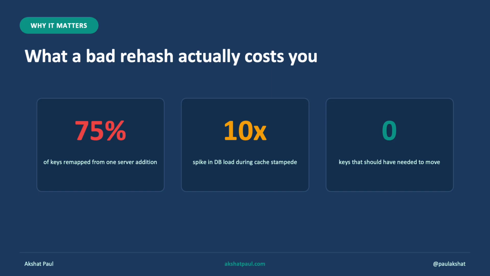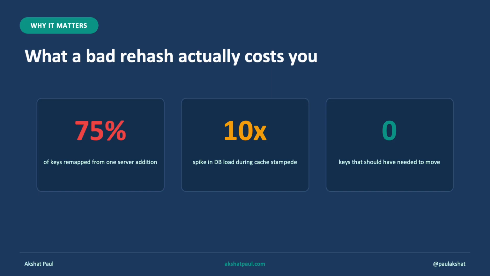Let's put real numbers on this because cache invalidation can sound abstract until you see the blast radius. We just saw that adding one server to a naively hashed cluster can remap around 75% of your keys. Now think about what happens next. Every one of those remapped keys is now a cache miss. Your cache layer, which exists specifically to protect your database, suddenly isn't protecting anything. That's how you get a 10x spike in database load, right when your system was already under pressure from a scaling event. This is literally the cache stampede problem, and it's happened at real companies in real production incidents.